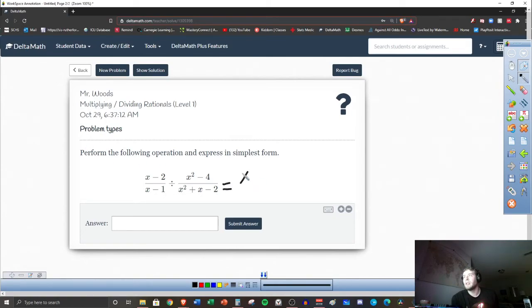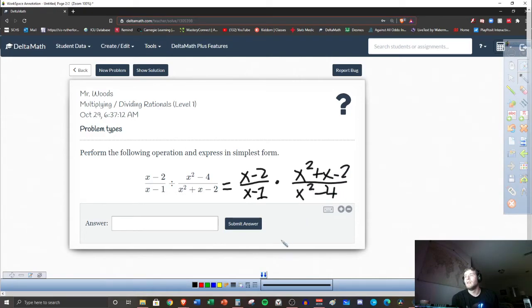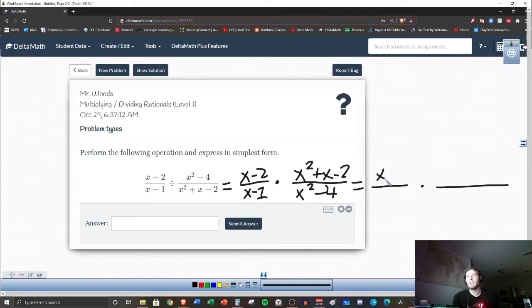So the first thing I'm doing is keep, change, flip. Then the next step is to factor as much as possible. So we're going to go ahead and rewrite these factored. This is x minus 2, x minus 1. The top is a quadratic. It's going to be x plus 2, x minus 1. On the bottom, we're going to have x plus 2, x minus 2.